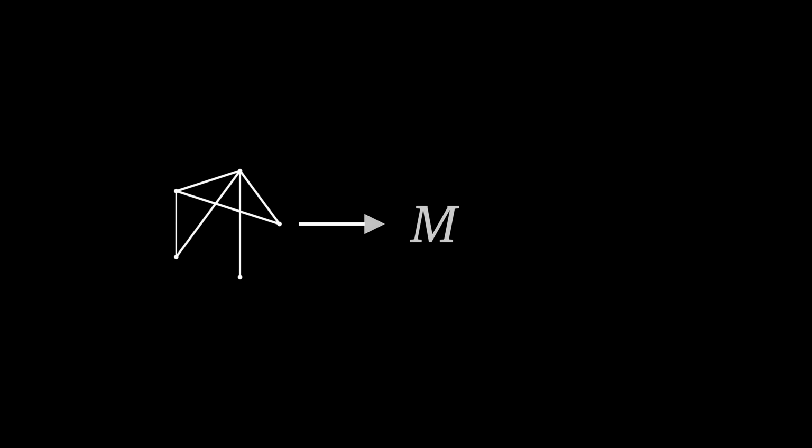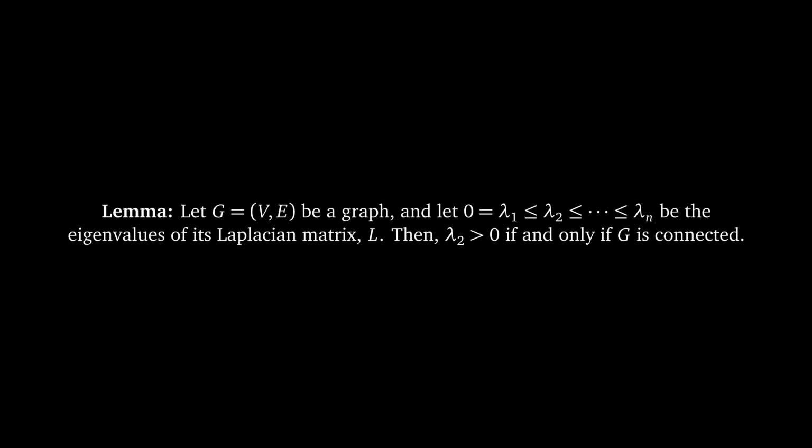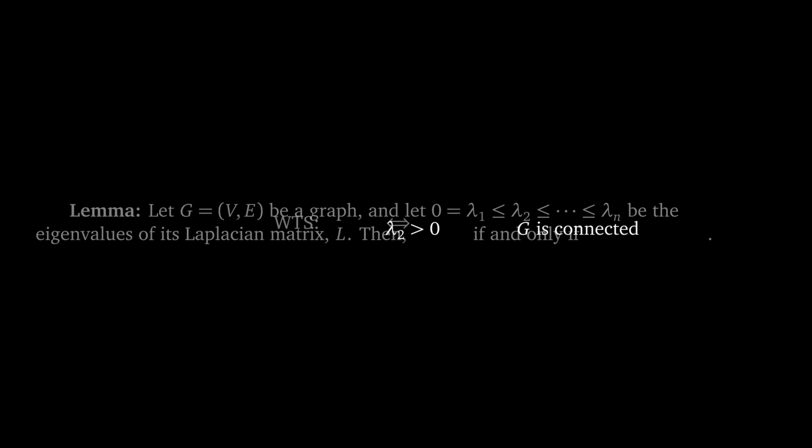Now that we have a matrix representing our graph, we probably want to use the eigenvalues of the matrix to say something about the graph. It turns out if we look at the second smallest eigenvalue of the Laplacian, we can actually see whether our graph is connected or not. Let's prove it.